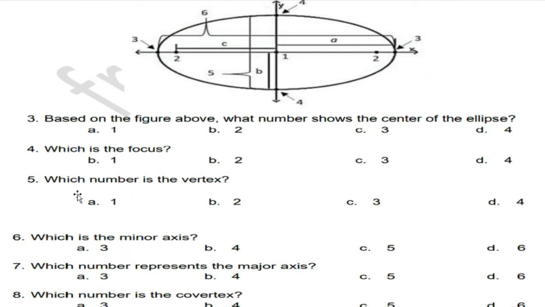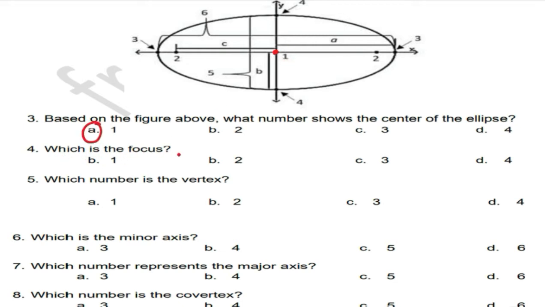So, hindi ko sasagutan lahat. Madali na lang nasagutan ninyo yung mga questions sa module. So number 3, based on the figure above, what number shows the center of the ellipse? So center, gitna ng ellipse. So, based sa figure above, ano yung gitna ng ating ellipse? So this will be the point here. So, ang number niya is 1, therefore our answer will be letter A.